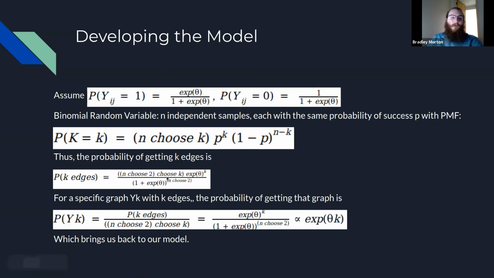Then we substitute in the values we found from before, and we get this term, where exponentiation of theta to the kth power, and then 1 over 1 plus the exponentiation of theta to the n choose 2. And theta is just a parameter in this case, so this whole denominator is just a constant. And therefore, we can take the equality here, we can get rid of the constant and say it is now proportional to the exponentiation of theta k. And then this takes us all the way back. We have now developed the basic edge-only model based on independent logistic regressions.